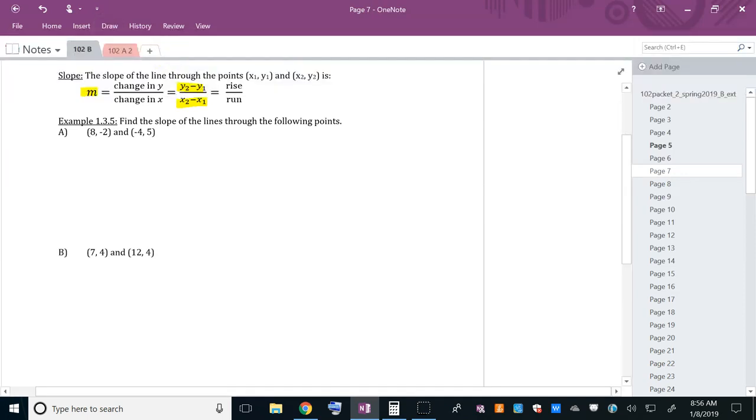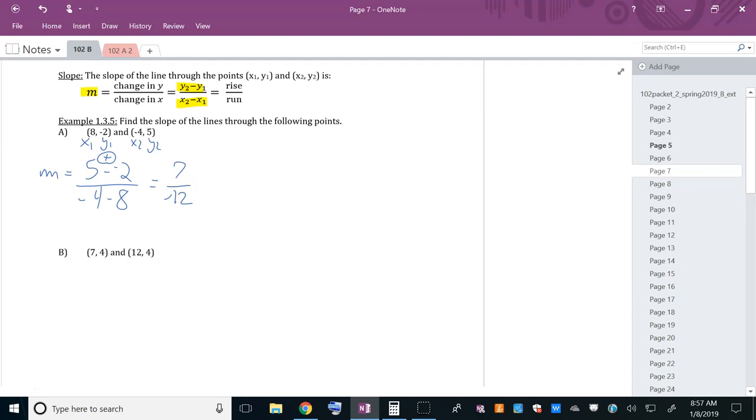I prefer the highlighted version though. So looking at part A here, I've got 8, -2 and -4, 5. Now I'm going to start by labeling those points as x1, y1 and x2, y2, just to help me keep track. So let's plug in our equation. So m is y2 minus y1 over x2 minus x1. I've got minus a negative, which is the same as adding a positive. So I get a 7 on the top, and on the bottom I get -12.